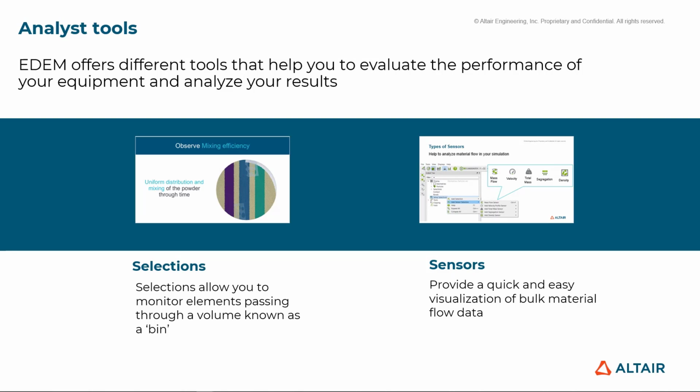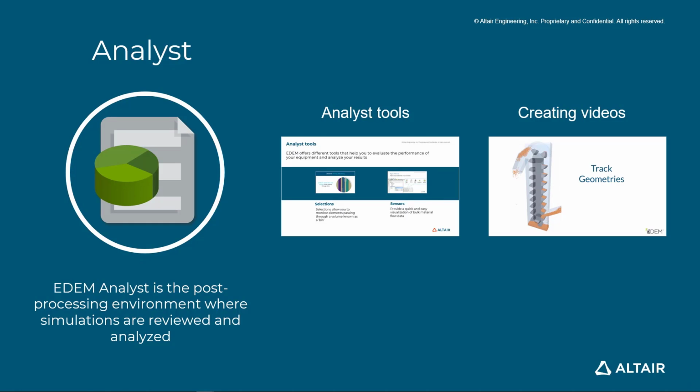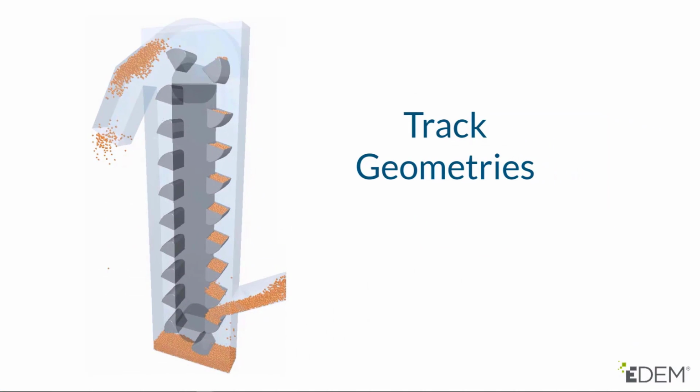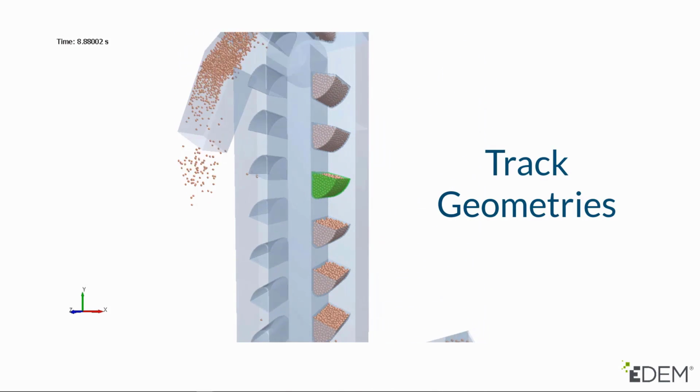And finally, let's check the last point, that is how you can create videos in Eden. Eden has the ability to track a geometry, and this is very helpful when your simulation includes many moving parts and you are interested in one specific object, for example here, the green bucket.